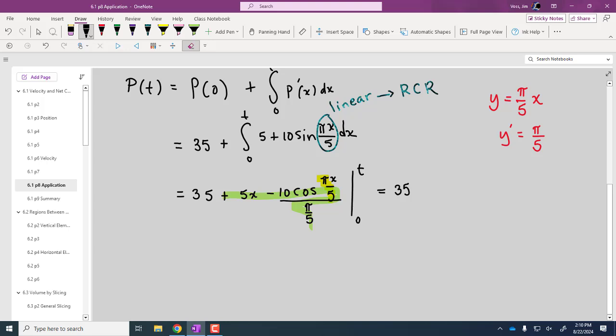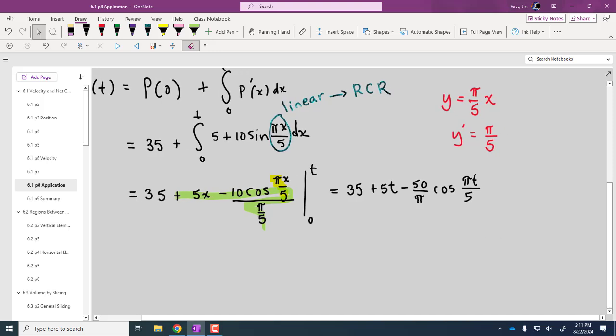Plug in the t. So we're going to have plus 5t. And now we plug in the t into this cosine function, so we'll have pi over 5 times t. But dividing by a fraction, we multiply by the reciprocal. So we'll have 50 over pi. So we're going to have minus 50 over pi times cosine of pi times t divided by 5. So that's the antiderivative at the upper limit. Any questions on that?